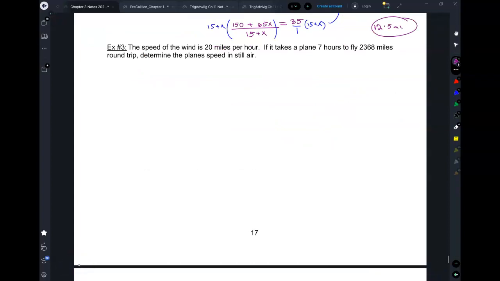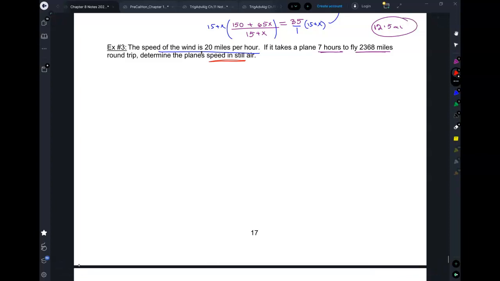So the speed of the wind is 20 miles an hour. It takes the plane 7 hours to fly 2,368 miles round trip. Determine the plane's speed in still air.